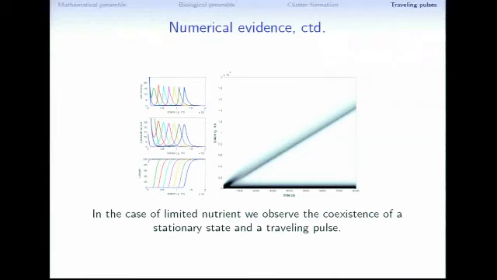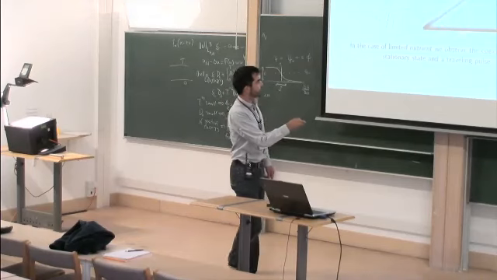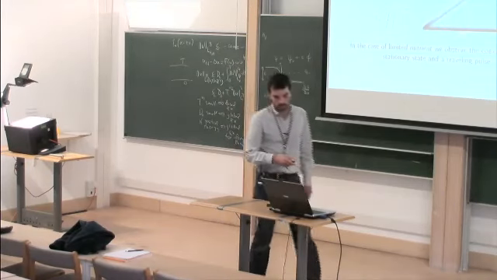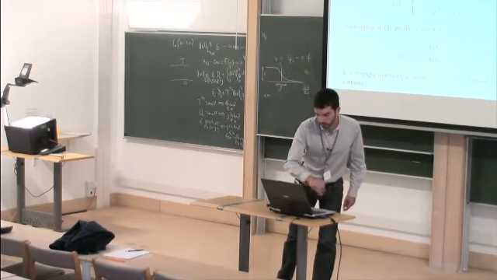And sometimes, for example, when the nutrient is limited, when it is all consumed, when the pulse has gone, then you observe a coexistence of a stationary state, which here is a cluster in some sense, which is stationary, and a traveling pulse. And the pulse detaches from the cluster and it travels on its own. So this is what you expect from this model.